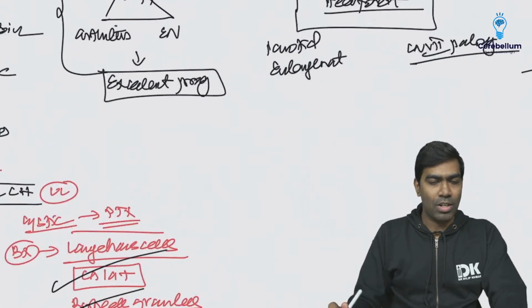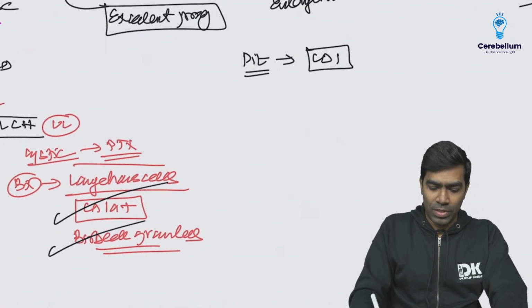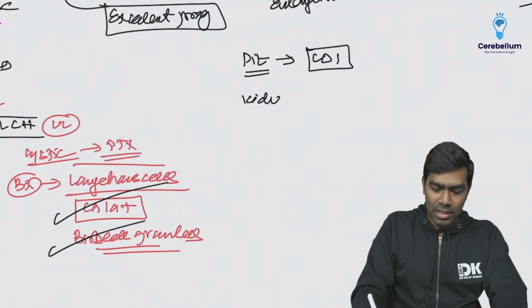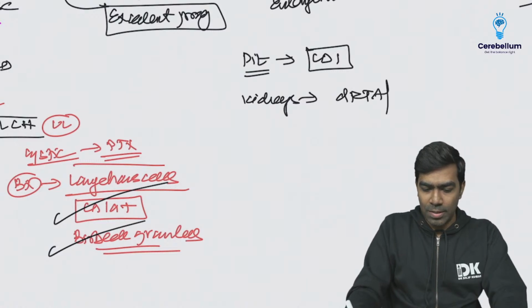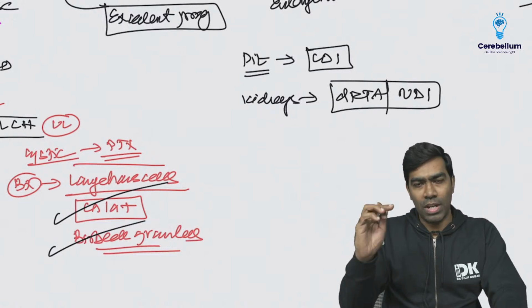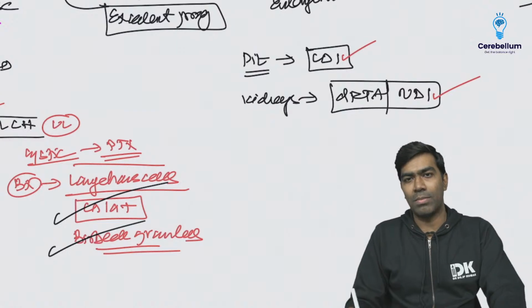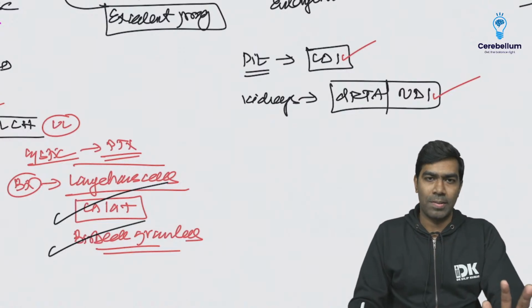So, what are the other things that you need to know? Sarcoidosis can affect the pituitary gland also. If it affects the pituitary gland, it can produce central diabetes insipidus. If it affects the kidneys, it tends to produce two things: distal renal tubular acidosis, and nephrogenic diabetes insipidus also. Which means sarcoidosis is one of the very few conditions that can produce both central as well as nephrogenic diabetes insipidus. That's a very, very important point.